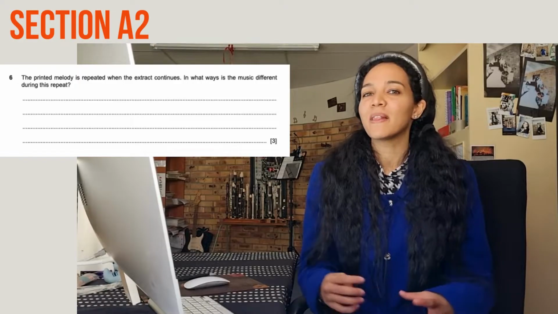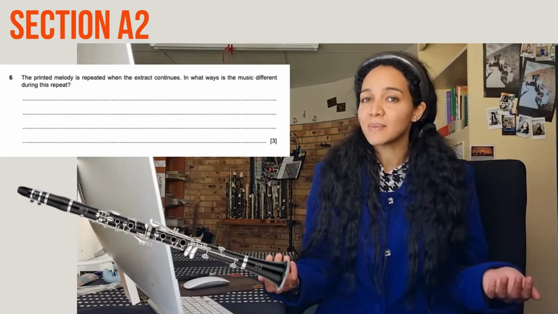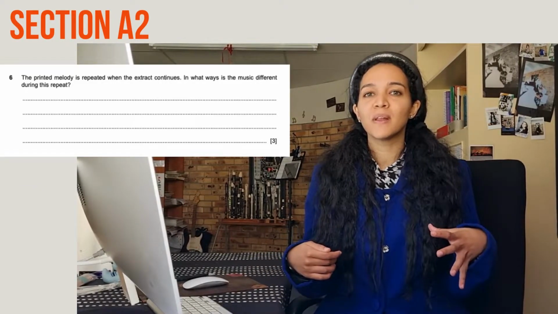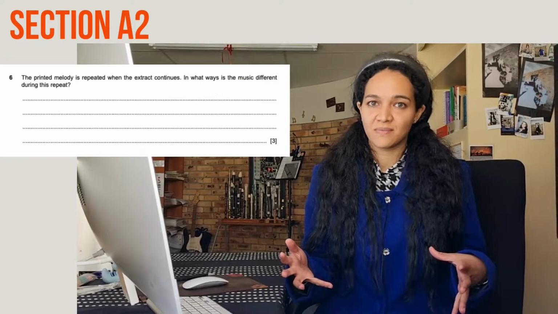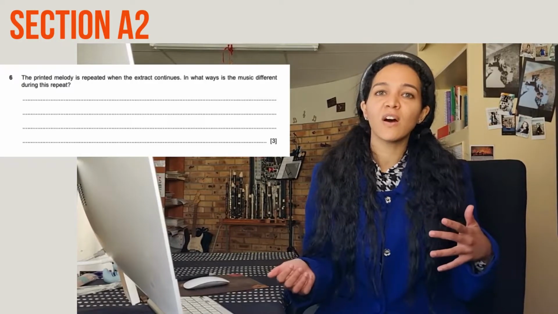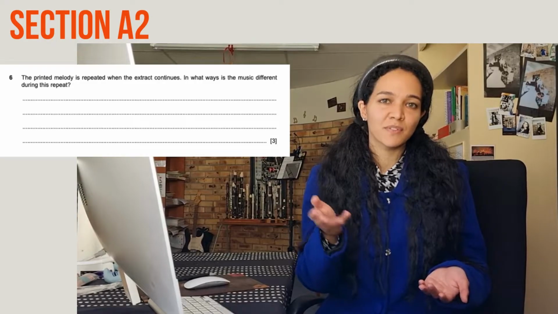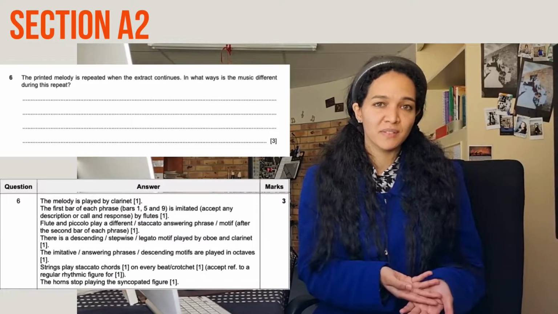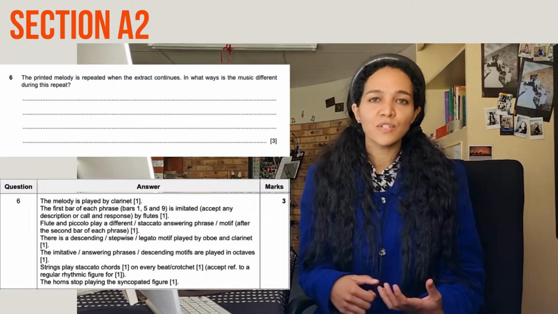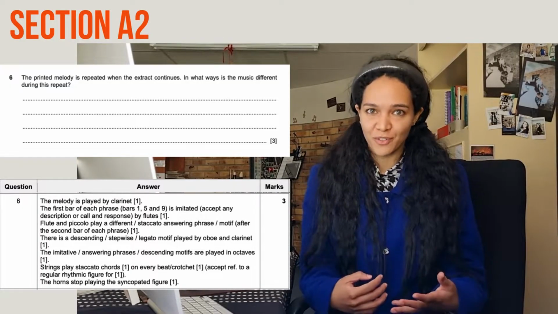Okay, so definitely now the melody is played by the clarinet. The first bar of each of the phrases is now imitated by the flutes, and we also have the flute and piccolo playing a different answering phrase. The oboe and clarinet also play a descending motive, which is also very legato. And if you want to be very specific about the descending motive, it is a stepwise motive, so it's going down stepwise in its notes. The imitative or the answering phrases are also played in octaves here. The horns no longer play a syncopated figure, and then the strings play staccato chords.